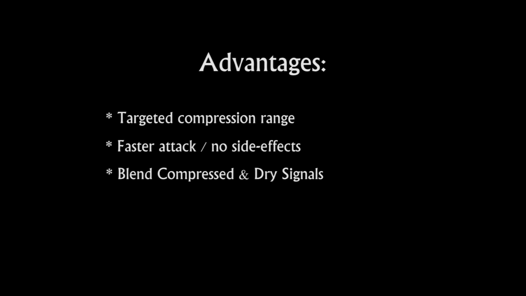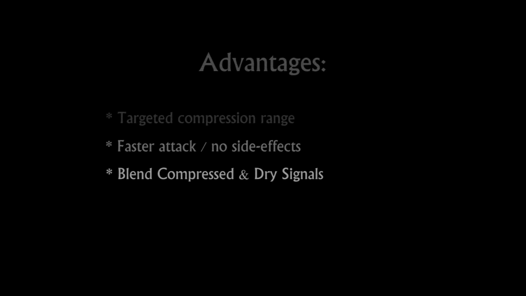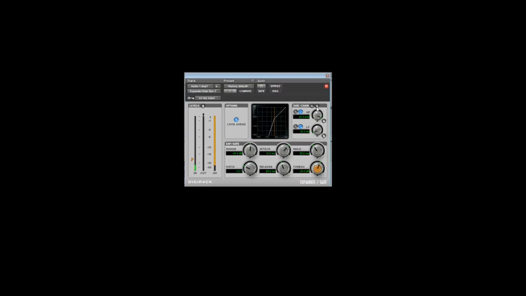The advantages are targeted compression range, faster attack settings possible without the side effects of low-end distortion or loss of transient snap. It's also possible to blend the compressed and dry signals. This filter section also appears on the expander gate too, except we are fine-tuning what triggers the gate to open instead.